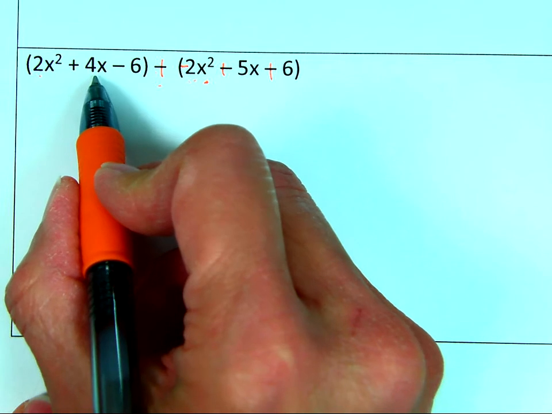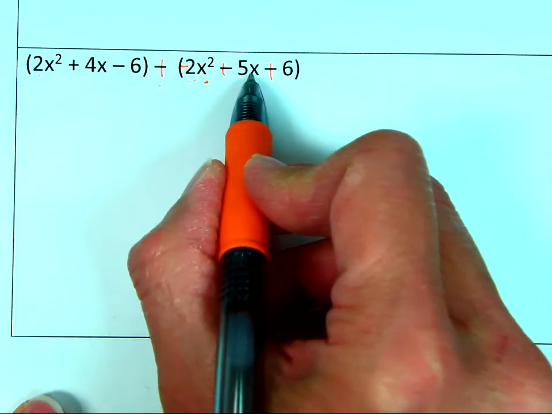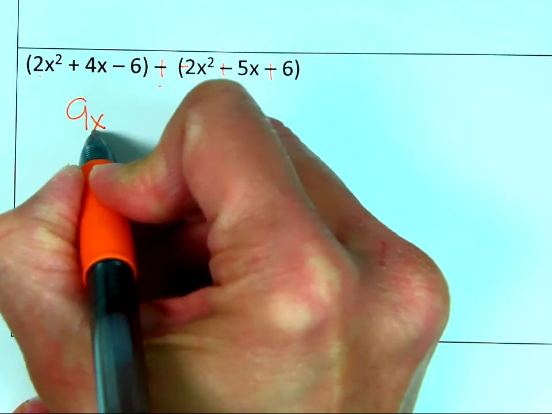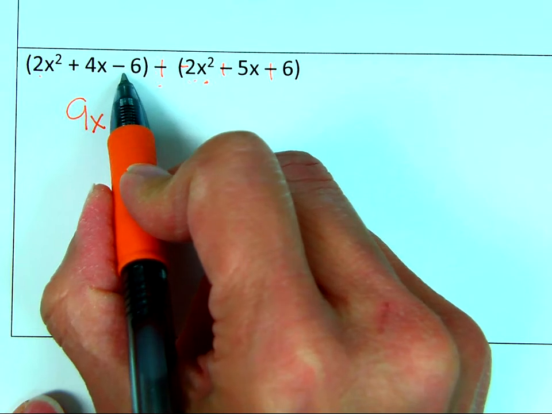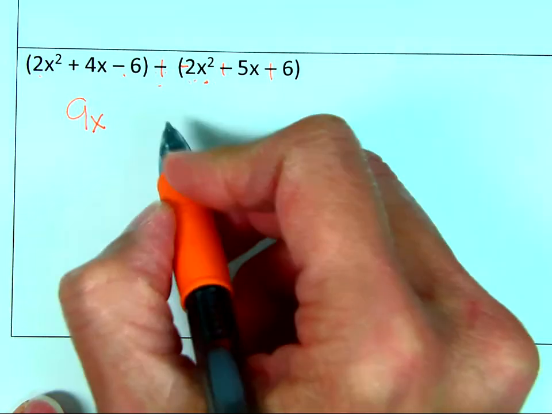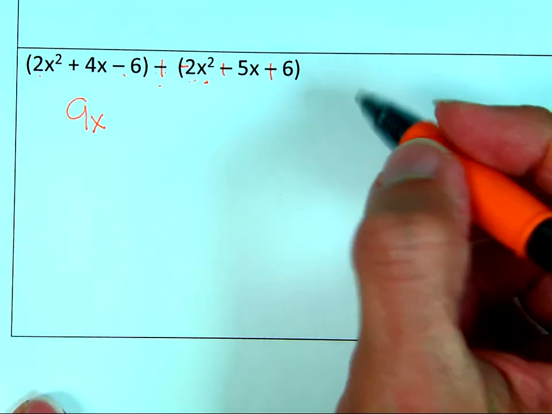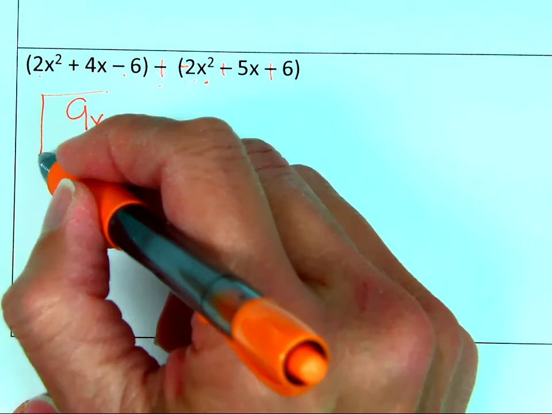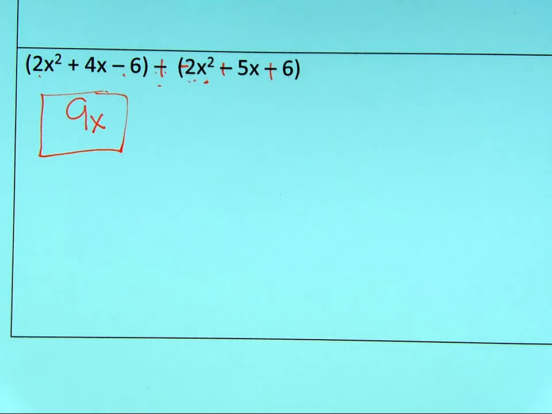So on to my x's. 4x plus 5x is 9x. And negative 6 plus 6 cancels out. That's a 0. Negative 6 plus 6. So my answer is 9x. And sometimes things cancel out, and that's okay. You could even get a 0 maybe if everything canceled out.